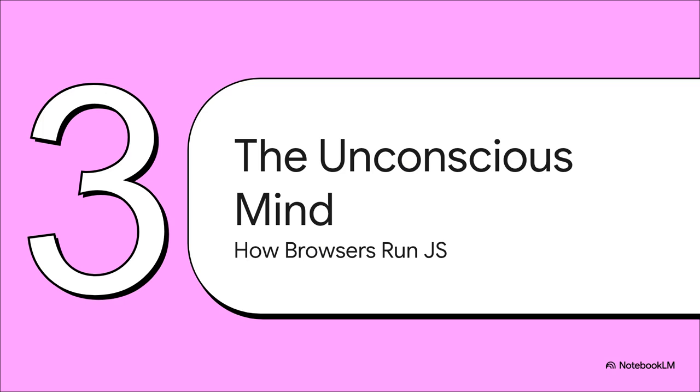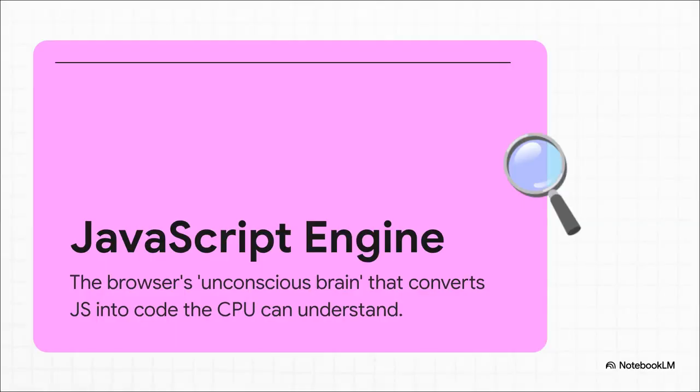Okay, but hold on. This brings up a really interesting question. Your browser, Chrome, Firefox, Safari, it's a complex piece of software mostly written in languages like C++. So how on earth does it understand the JavaScript code that we write? The secret is something amazing inside every modern browser. The JavaScript engine. You can think of it as the browser's cerebellum, that fast, unconscious part of the brain that handles things automatically. Its one and only job is to take our human-readable JavaScript code and pretty much instantly translate it into super fast, low-level machine code that the computer's actual processor can execute.